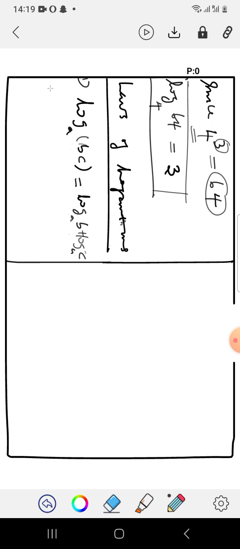All right, so something like if you have log, say, 2 of, let's say 25.